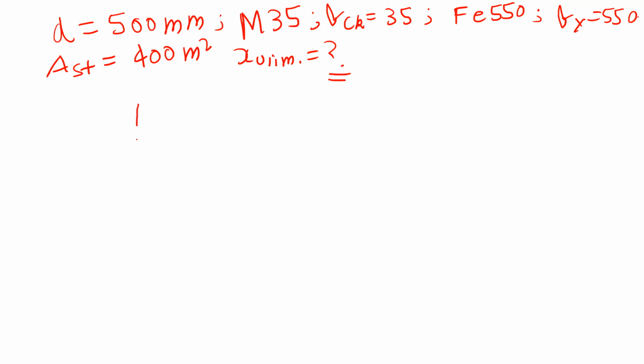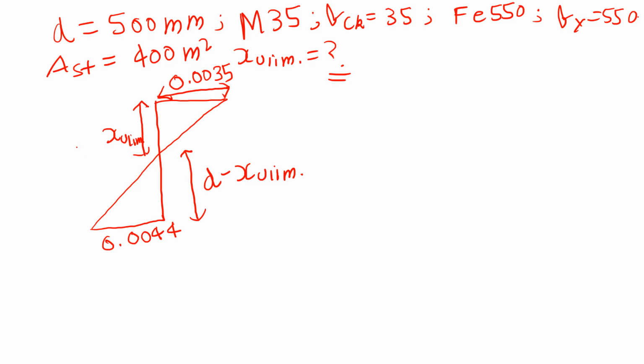So first let us draw the strain diagram. This is how the strain diagram will look. This depth will be xu limiting, and the strain in the compression will be maximum 0.0035, and the yield strain in steel is already given as 0.0044.